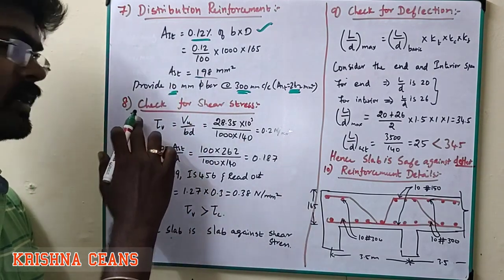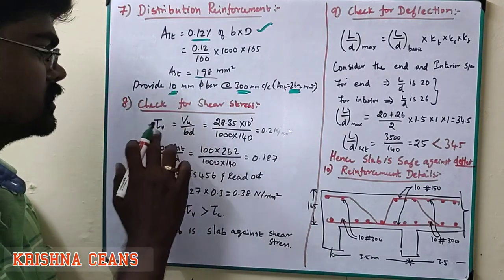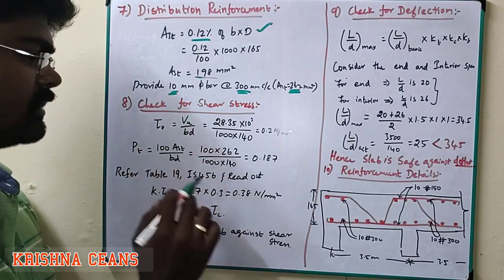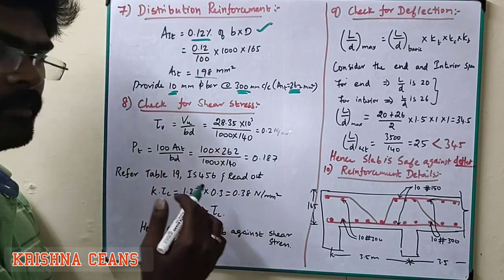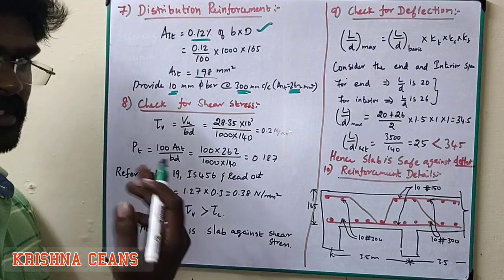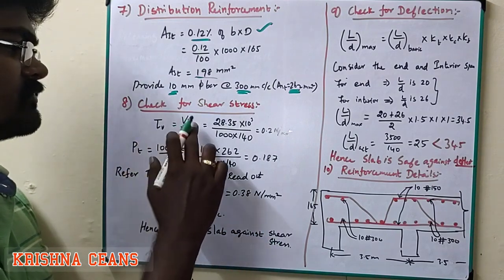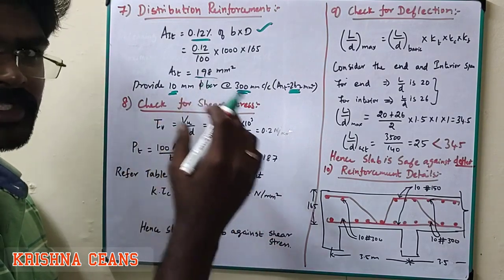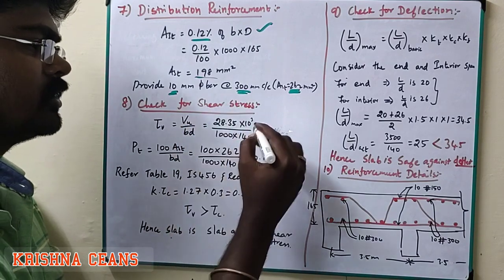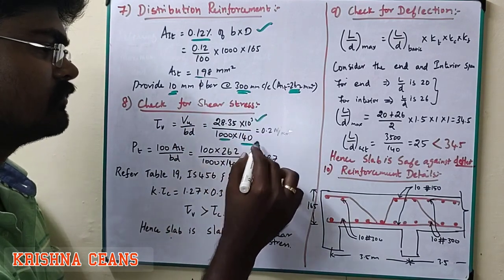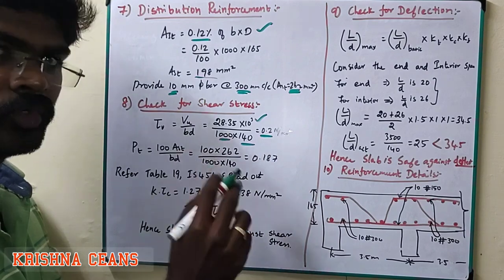So next, step number 8, check for shear stress, that is tau v equals Vu by bd, and we need to compare with the tau c value, the nominal shear stress and the design shear stress. So here nominal shear stress is Vu by bd. Vu is nothing but the maximum shear force, 28.35 into 10 power of 3 by 1000 into 140, we will get 0.2 Newton per mm square.